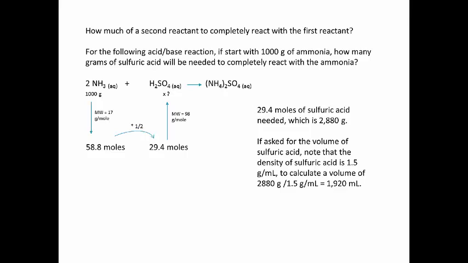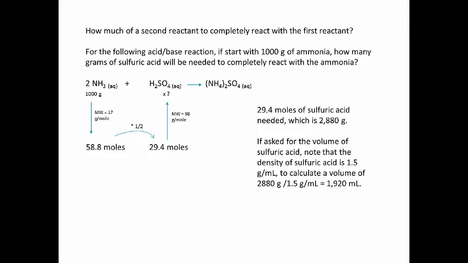And you're told that you start with 1,000 grams of ammonia. And the question is, how much, what mass, of sulfuric acid would you need to completely react with 1,000 grams of ammonia? What do we do? The same thing. You have to convert the mass of ammonia to moles and then make a mole-to-mole comparison. So 1,000 grams of ammonia, divided by the molar mass, which is 17 for ammonia, gives us 58.8 moles of ammonia. How many moles of sulfuric acid would we need to completely react with that many moles of ammonia?